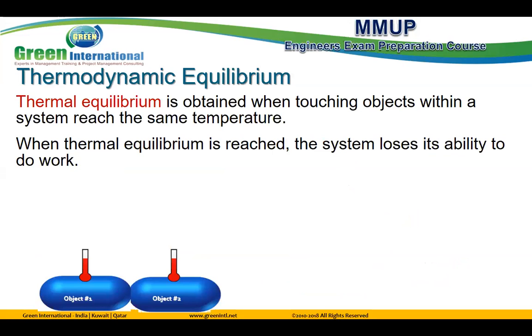Okay. What is thermal equilibrium? What is the meaning of thermal equilibrium? Thermal equilibrium is obtained when touching objects within a system reach the same temperature. We have two objects touching together, and both are going to be at the end at the same temperature. Energy transfers until both have the same temperature. So there is no temperature difference, there is no heat transfer. So now we can say this is in thermal equilibrium.